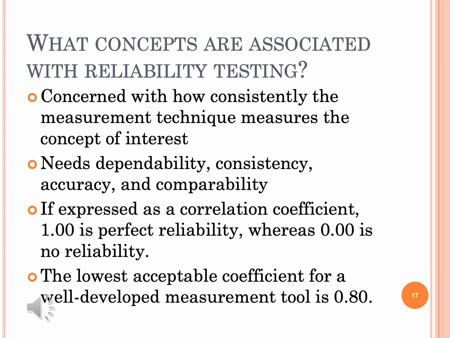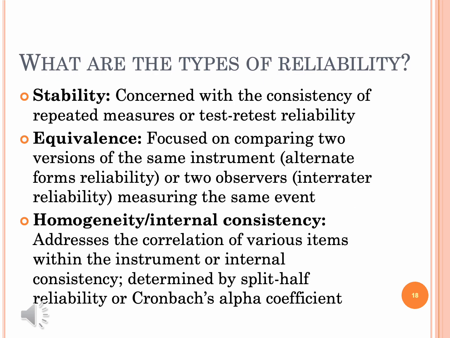Reliability testing is concerned with how consistently the measurement technique measures the concept of interest. It's important that a measurement is dependable, that it's consistent, that it's accurate, and it's comparable. When we do reliability testing, it is expressed in a correlation coefficient. 1 will mean perfect reliability, whereas 0 is no reliability. The lowest acceptable coefficient for a well-developed measurement tool is 0.8. There are 3 types of reliability: stability, equivalence, and homogeneity or internal consistency.